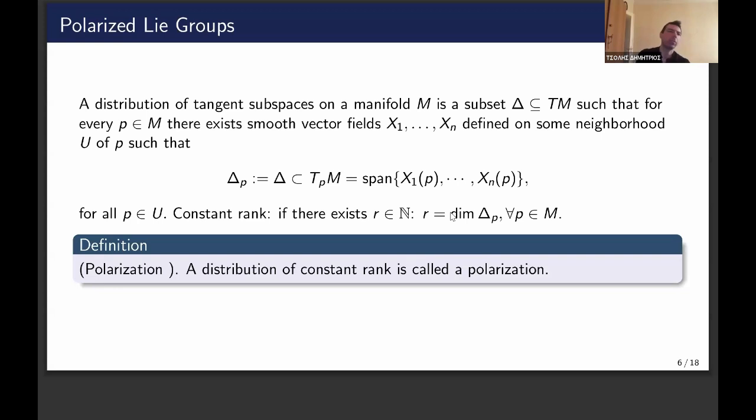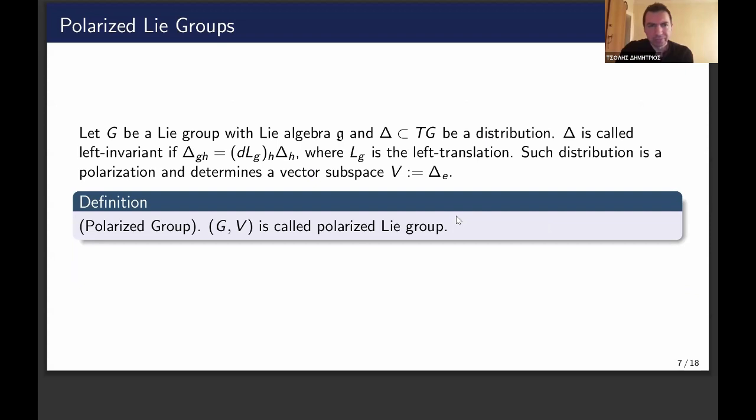So what is a polarization? To sum up, it's a smooth distribution, a subset of the tangent space, that has constant rank. A polarized Lie group is just a Lie group together with a left-invariant distribution. So we take a distribution and we demand that it's invariant under the left translation of the Lie group.